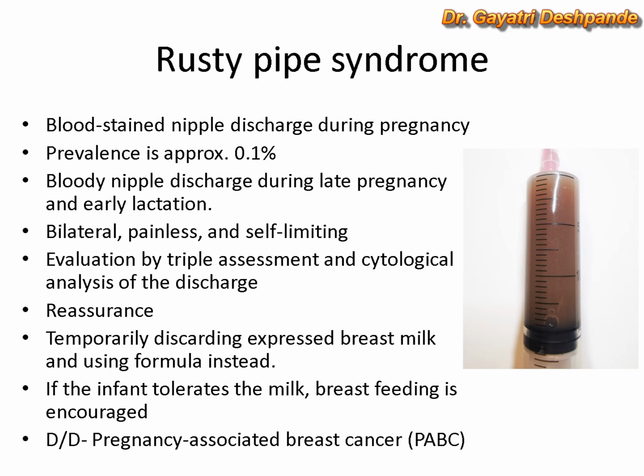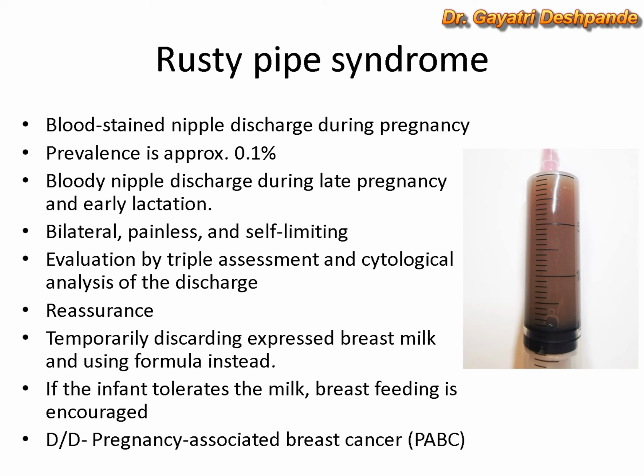One interesting rare phenomenon, rusty pipe syndrome, needs a mention. It's a blood-stained nipple discharge during pregnancy. It's rare and prevalence is less than 0.1%. It is usually a bloody nipple discharge in late pregnancy or early lactation. Usually seen bilateral, painless and is self-limiting.